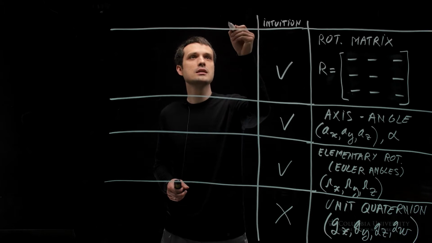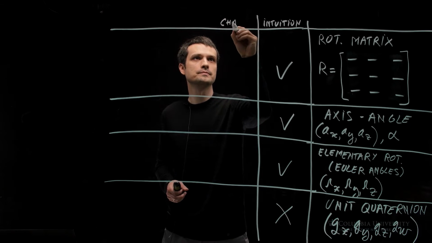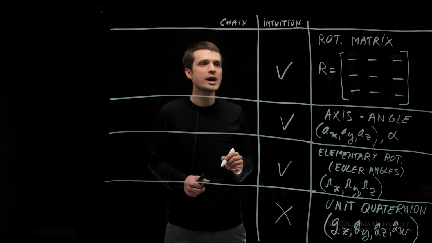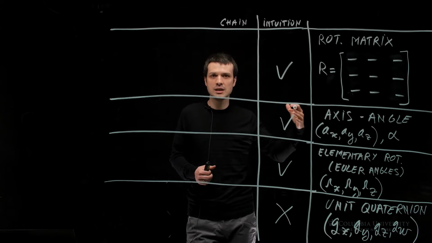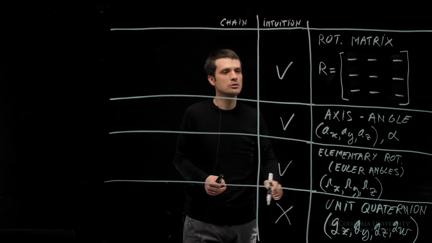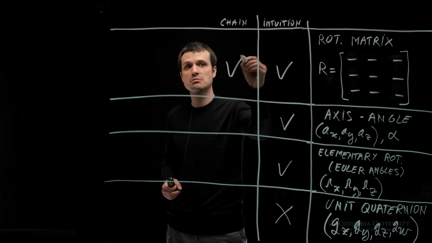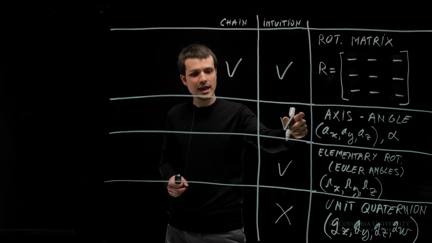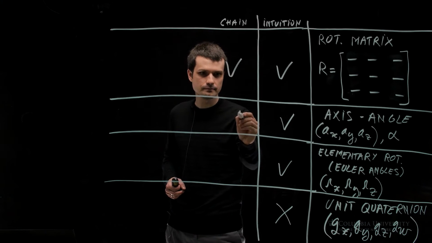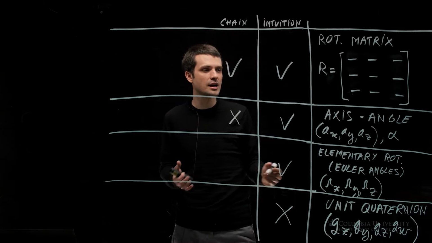How do you chain multiple transforms? If you have 2 transforms and you want to chain them together, 2 rotations that you want to chain together, very easy to do with rotation matrices. You just multiply the 2 matrices. With axis angle, it's complicated. It's not very clear.